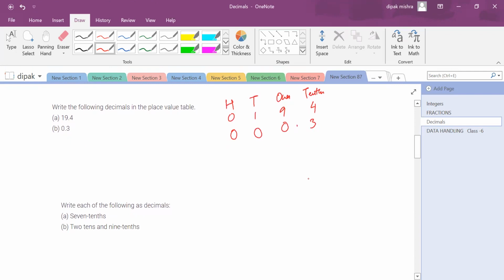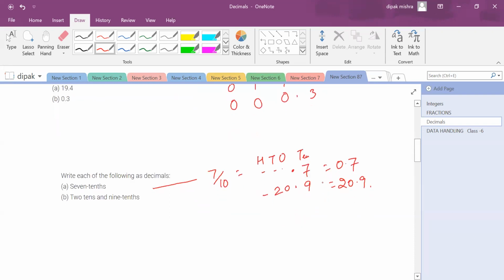Write each of the following as decimals. So it will be 7 tenths. So 7 tenths is how much? It will be 7 over 10. So it will be hundreds, tens, ones, and tenths, and there's a decimal over here. So nothing is here, so it will be 0.7. So the answer is 0.7. Similarly, in the next question, 2 tens and 9 tenths. So 100 is gone, ones is 0 and 9 tenths, so it will be 0.9. So it will be 20.9 is our answer. So this is how you write the numbers as decimals, by looking at the tens, the ones and the tenths and something like that.